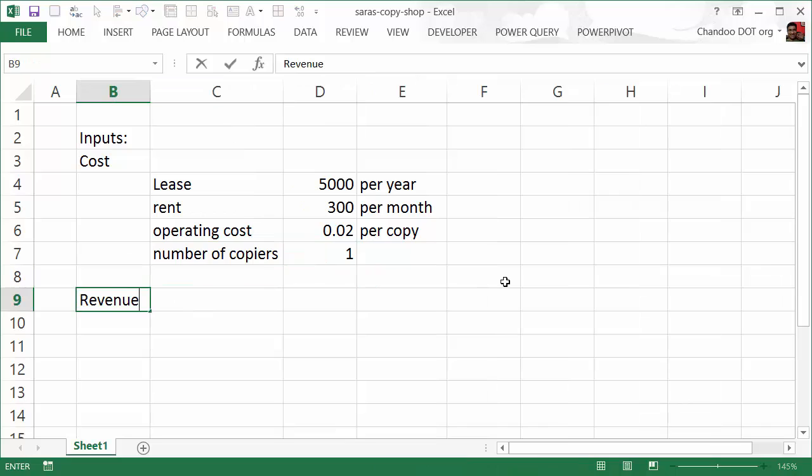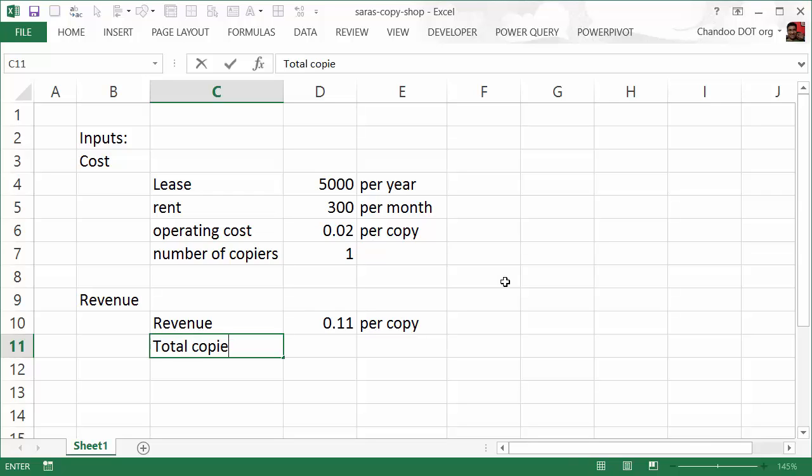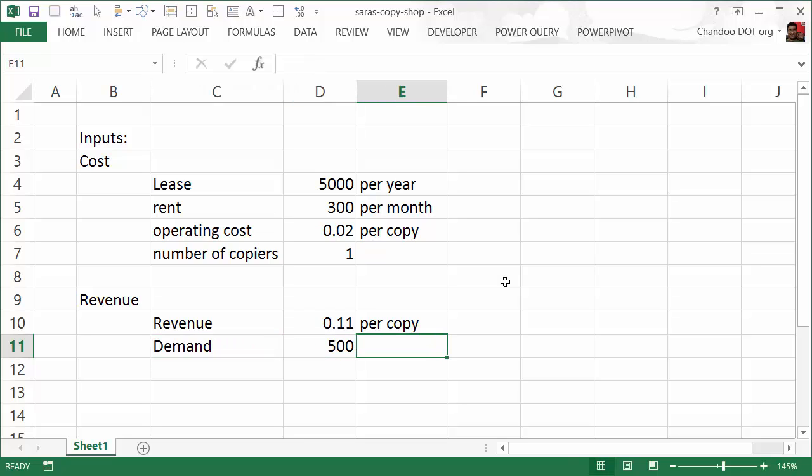On the revenue side, we have revenue of 0.11 per copy. Okay, now we will also have another variable, which is total copies or demand. Demand would be 500. Of course it can vary from 500 to 2000. We don't know what the demand is going to be, so this is per day.